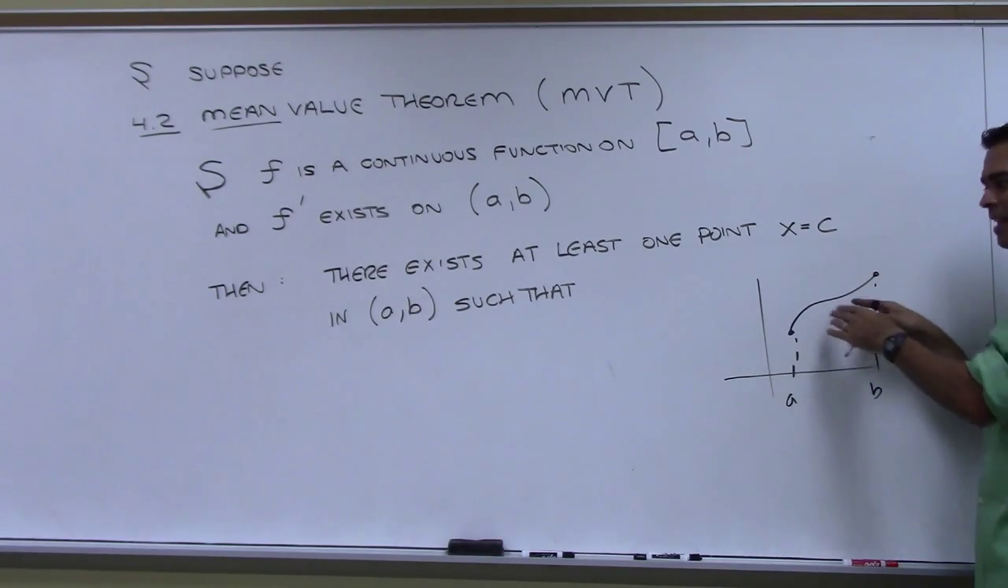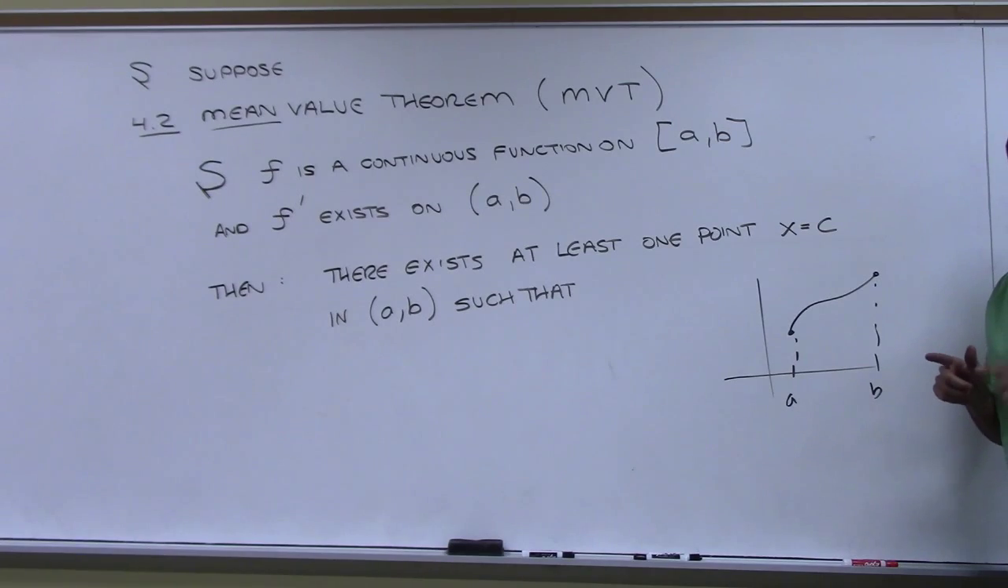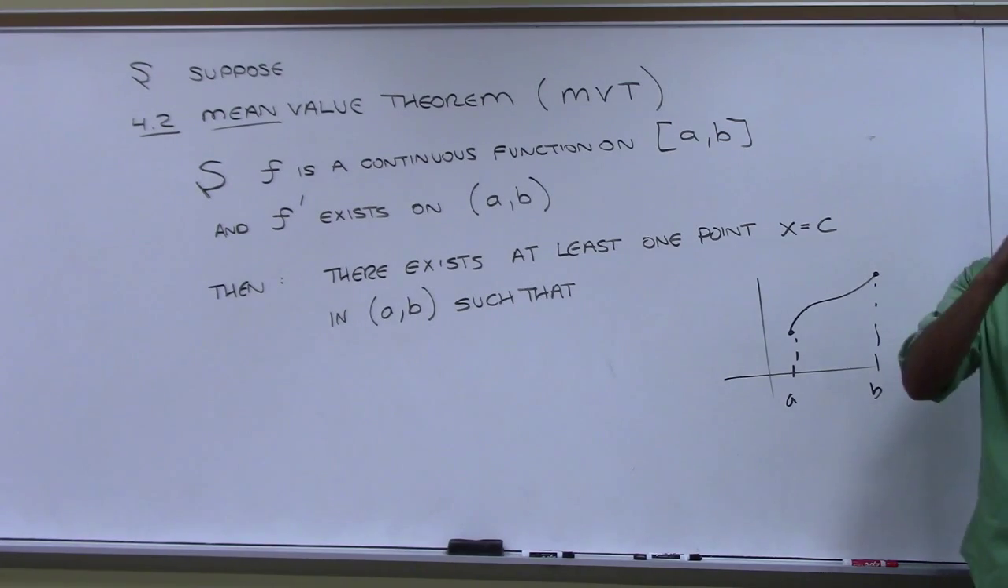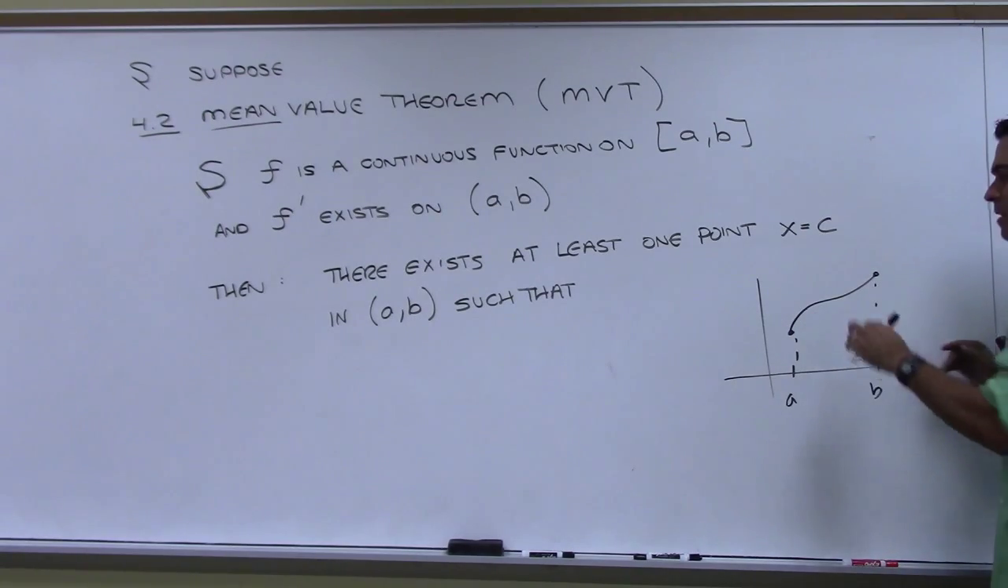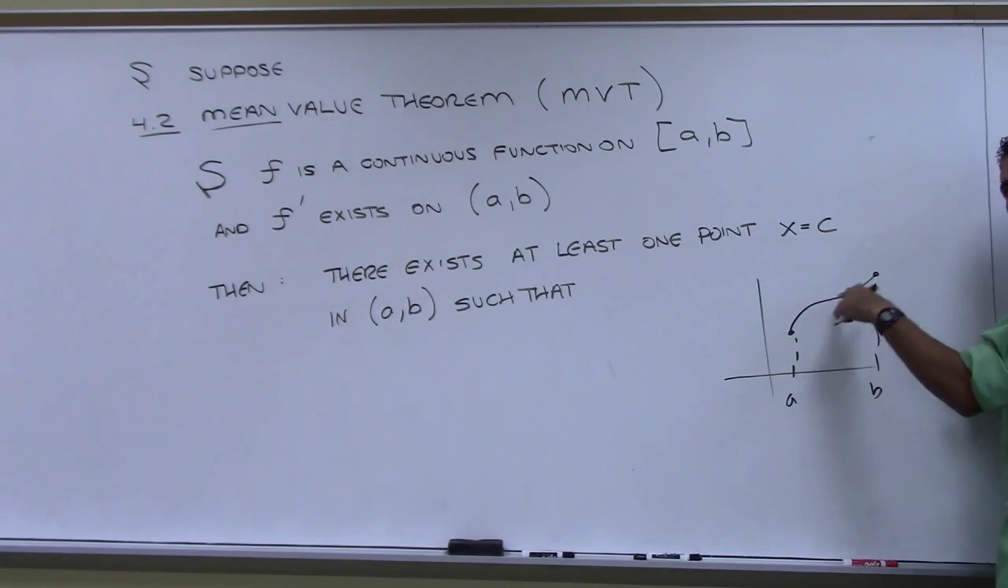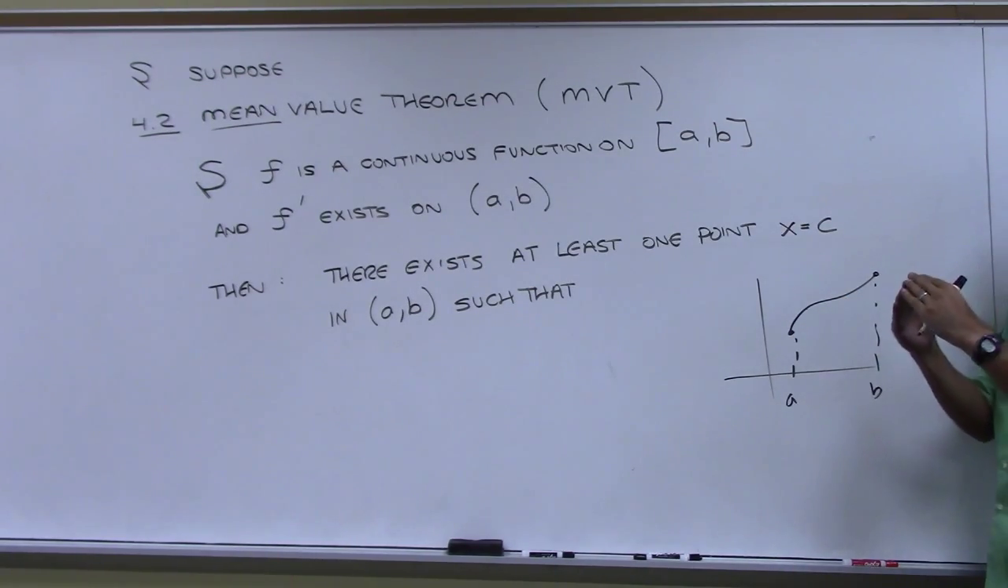What types of things can't I have in here? Points or holes. There you go. Corners, cusps, things like that. Vertical tangent lines. The derivative has to exist in here. So I don't have anything crazy like an absolute value function or something.